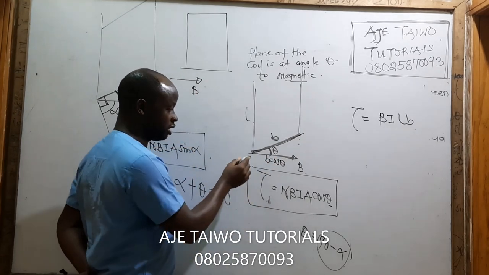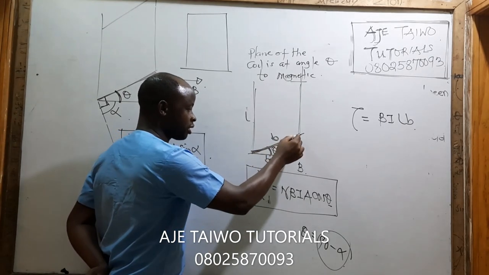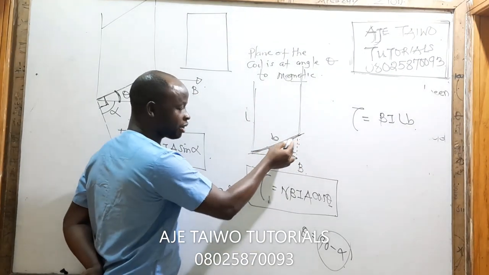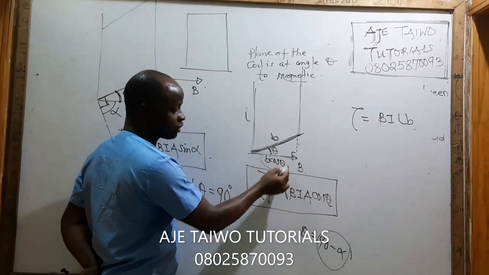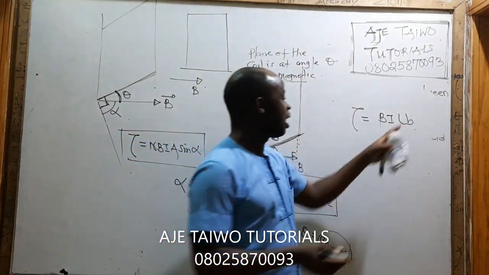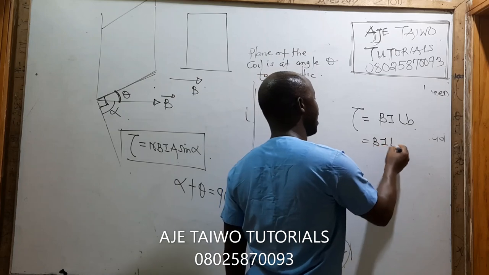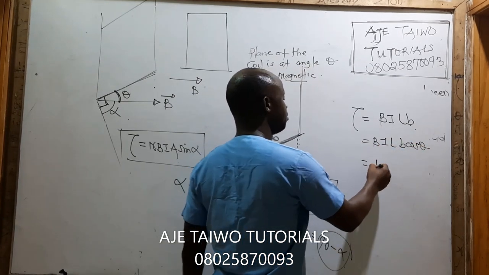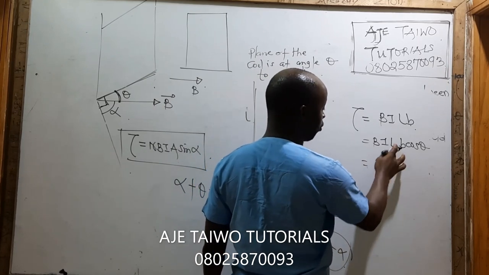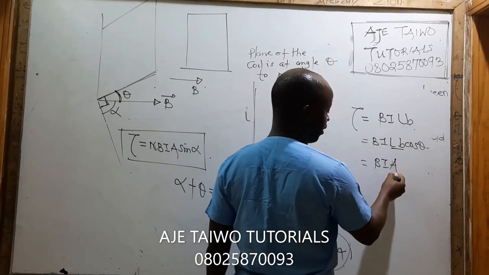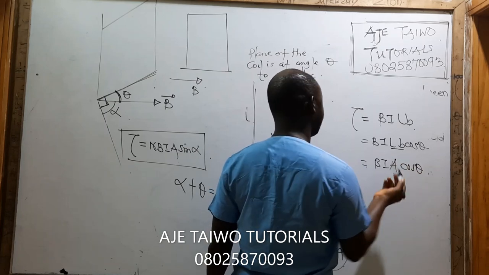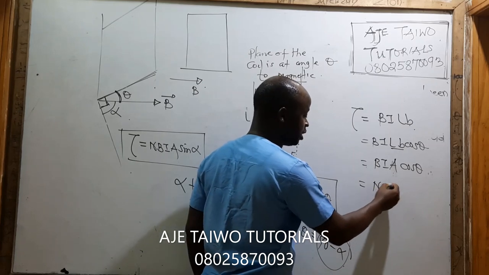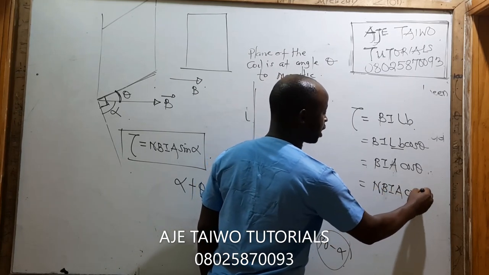Hope you agree with that, because this is the hypotenuse and this is the adjacent, and adjacent over hypotenuse is cos. So instead of using B here, it's now B cos theta. And that was how we got BIA cos theta, because length times breadth is area. And for N turns, it is NBIA cos theta.